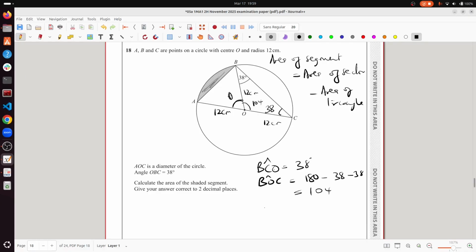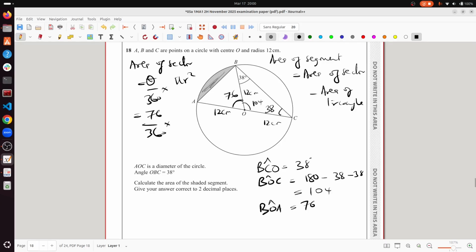And that means BOA is now 180, take away 104, which is 76. So I know that angle is 76. And now I can find the area of the sector. The angle, so that's 76 over 360 times pi times the radius squared, 12 squared. And that gives me 152 over 5 pi.